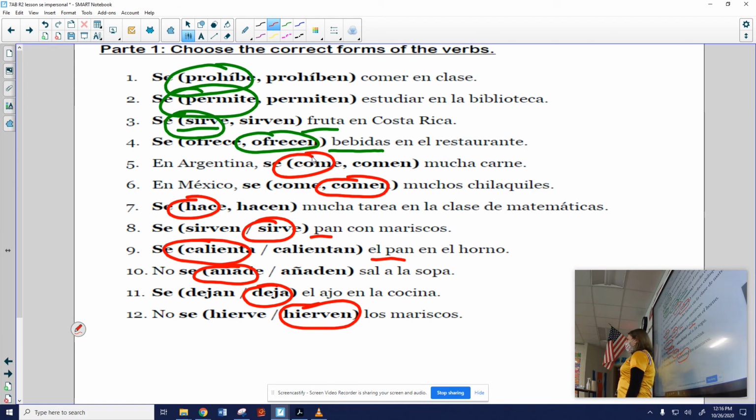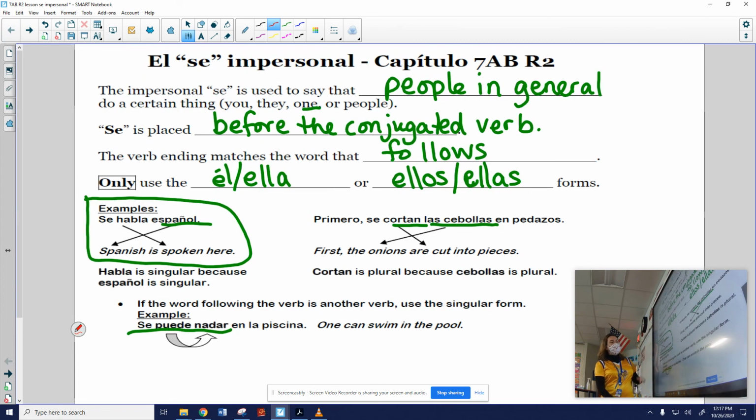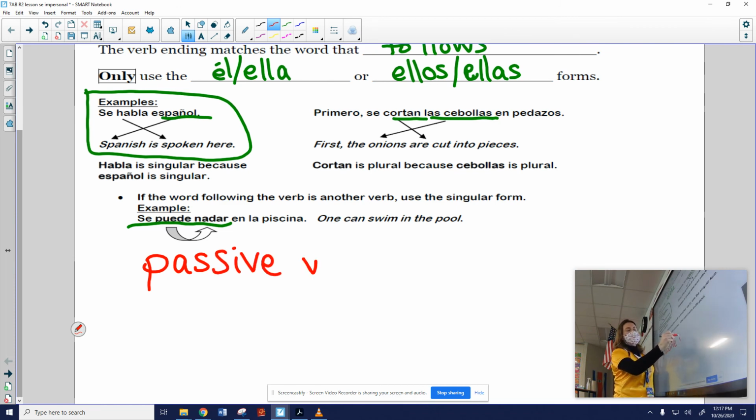Preguntas, problemas? In English, we might say this is kind of like the passive voice. Have you ever had an English teacher that said, you use the passive voice too much in your papers? You need to use an active voice. Does that sound familiar at all? The passive voice is, just like we say here, is spoken. The onions are cut. Passive voice, meaning there's not a specific person doing the action.